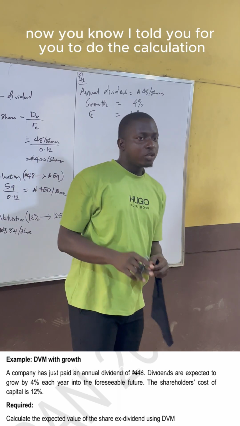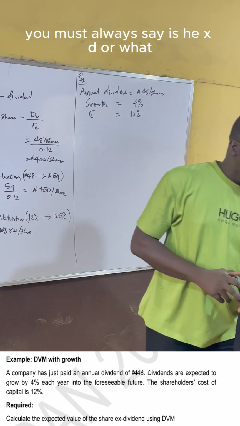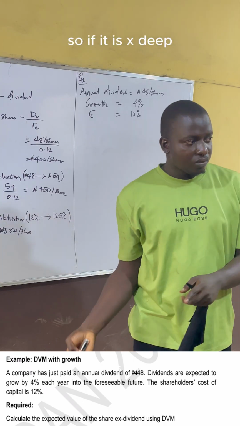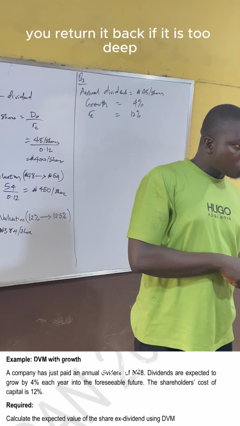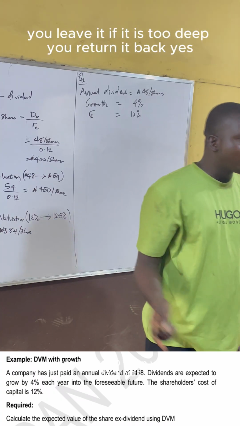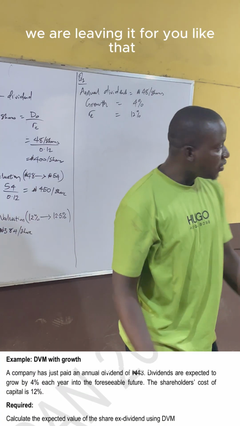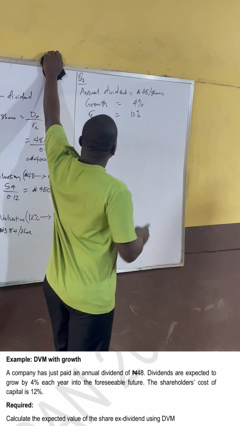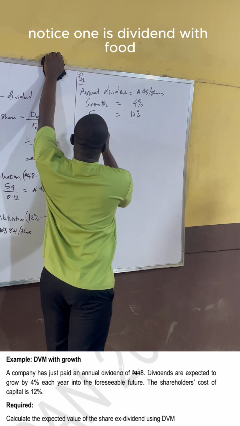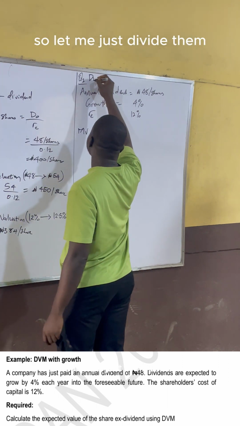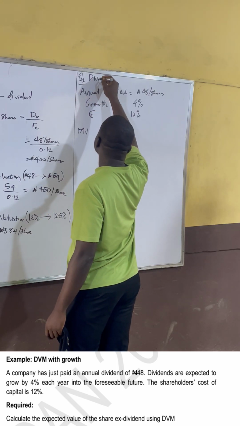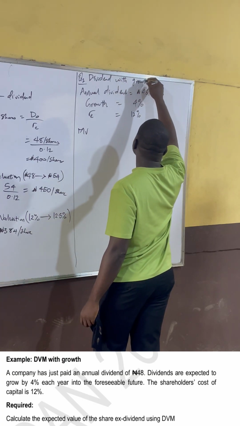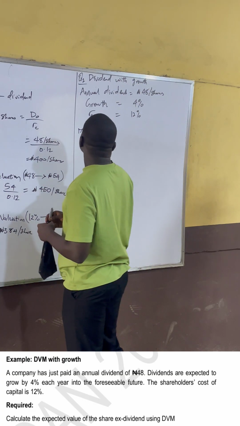Now, I told you that for you to do the calculation, you must ask yourself, is it XD or CD? If it is XD, you leave it. If it is CD, you turn it back. We are dealing with things like that. So now, the formula for market value, you know this one is dividend with growth.